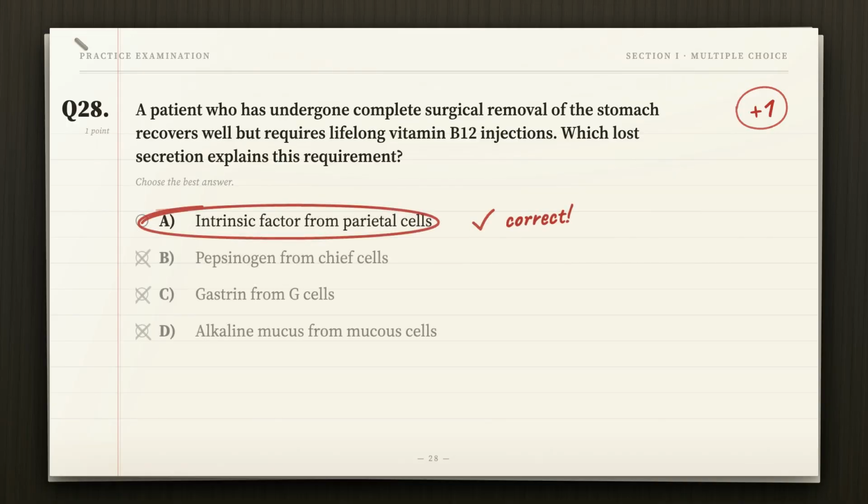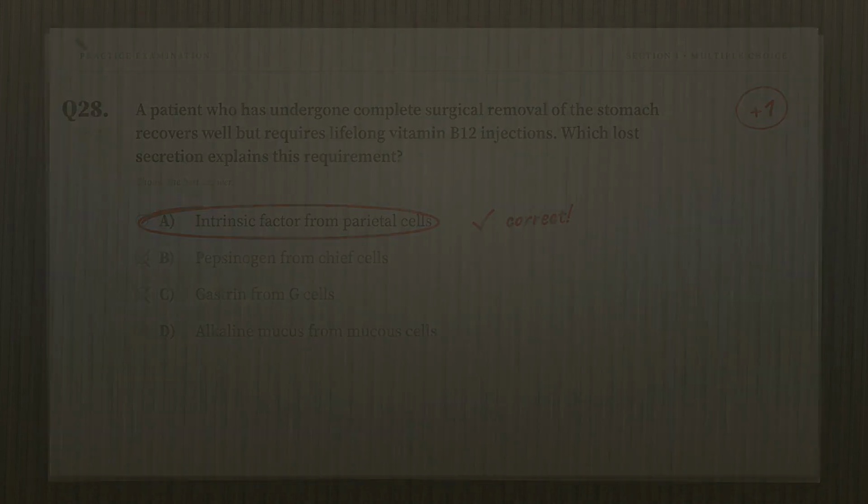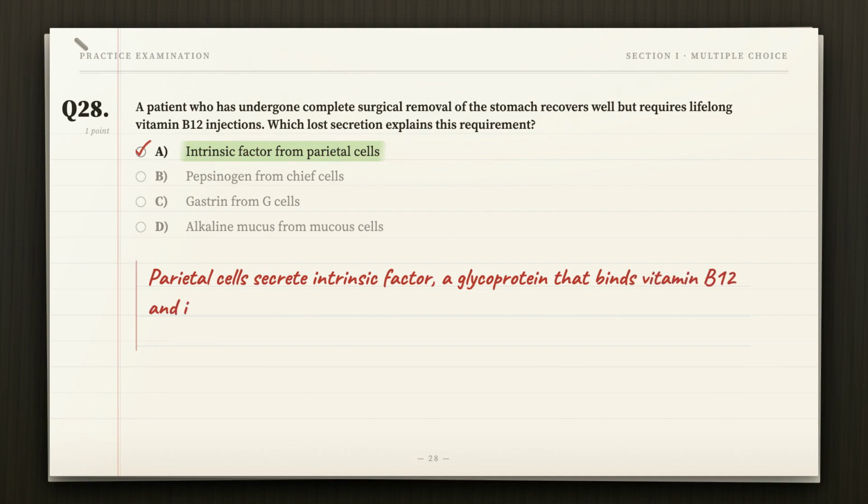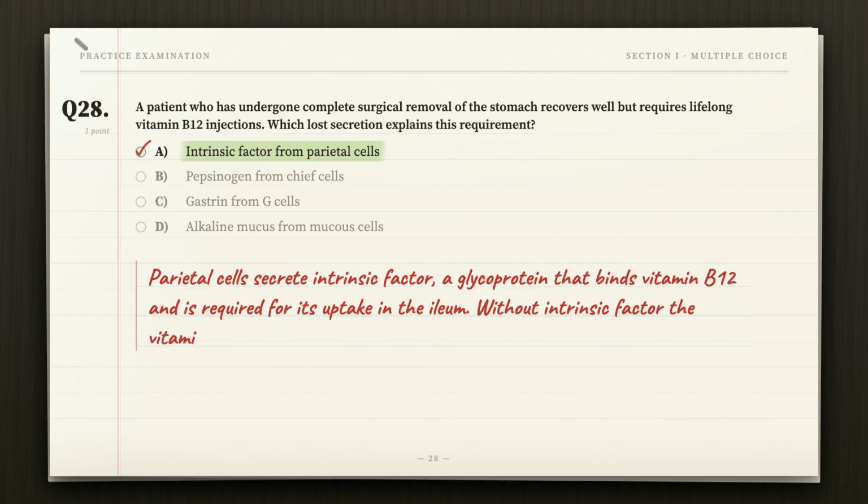The correct answer is A. Intrinsic factor from parietal cells. A is correct because parietal cells secrete intrinsic factor, a glycoprotein that binds vitamin B12 and is required for its uptake in the ileum. Without intrinsic factor, the vitamin passes through unabsorbed no matter how much is eaten, which is why the vitamin must be delivered by injection and bypass the gut entirely.